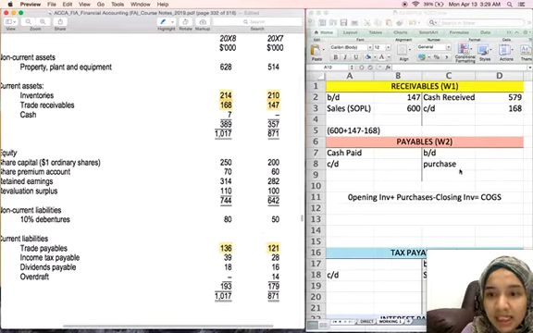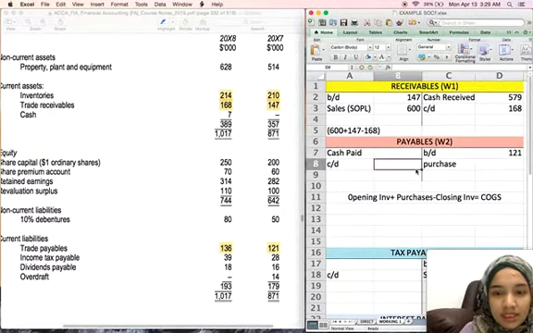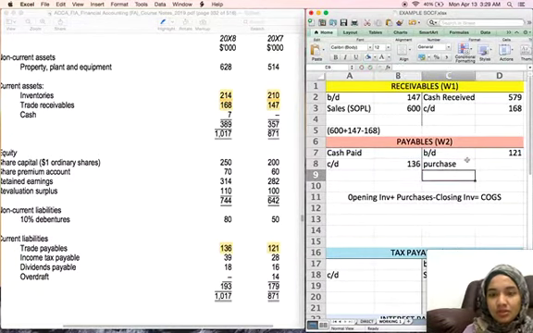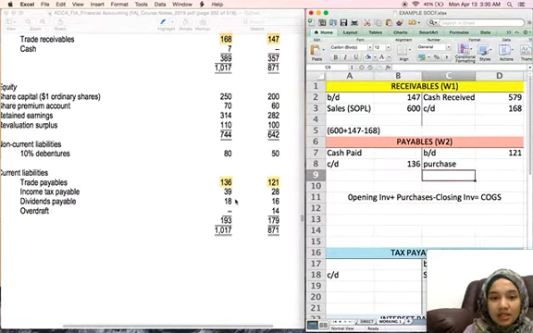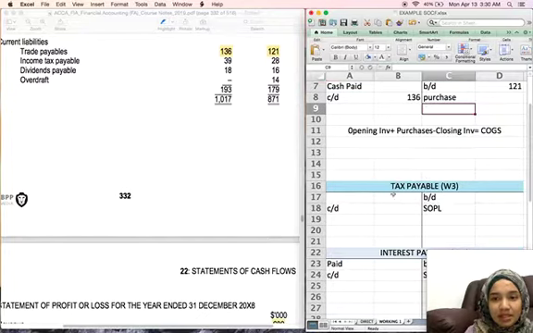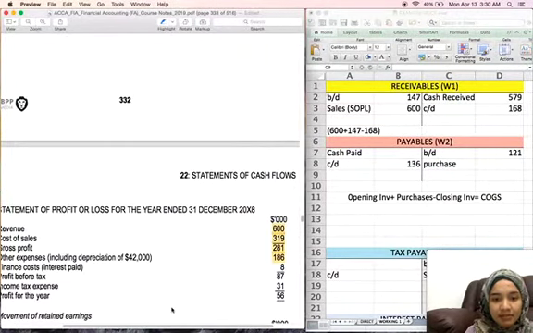Payables, beginning is 121. CD is 136. So, you look at the SPL, you have to find the purchase. Purchase: debit purchase, credit payables. Okay. But is there a purchase figure here?